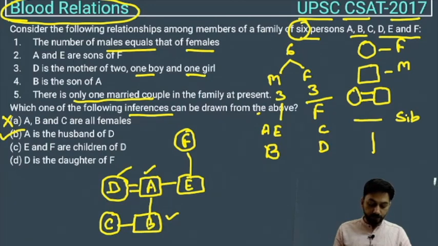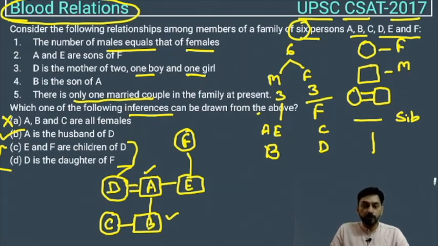Now let's check the other options. E and F are children of D. This is wrong. We don't need to check the ones below, but we are checking just to know that we haven't made any mistake. Option D: D is the daughter of F. Is that so? No. D is the daughter-in-law of F. So this statement is also wrong. So C and D are wrong, and the answer is option B.